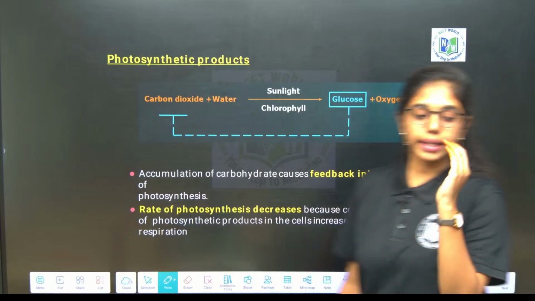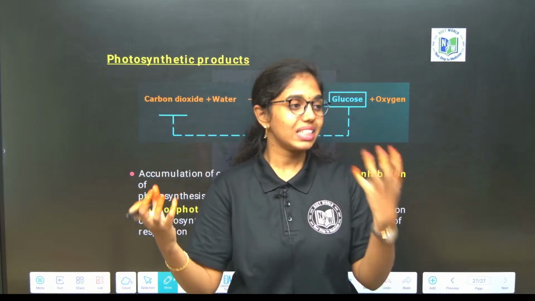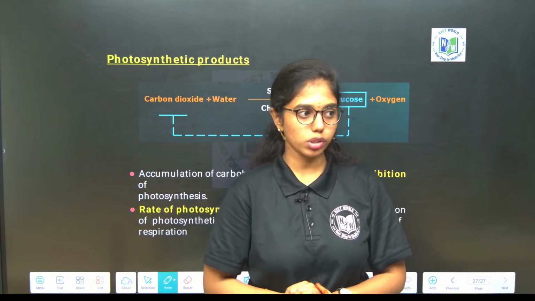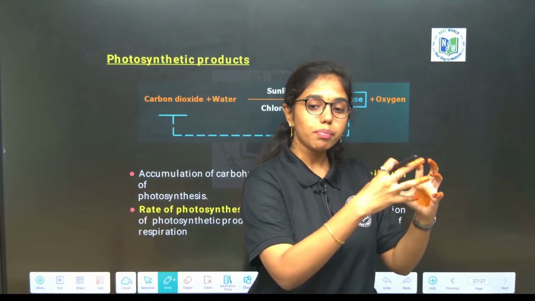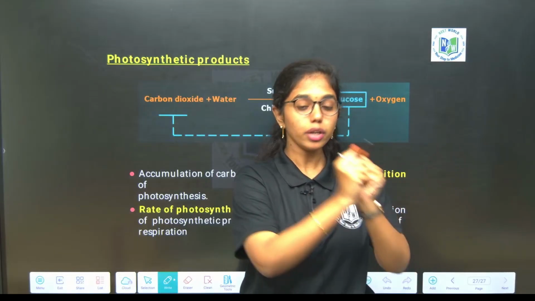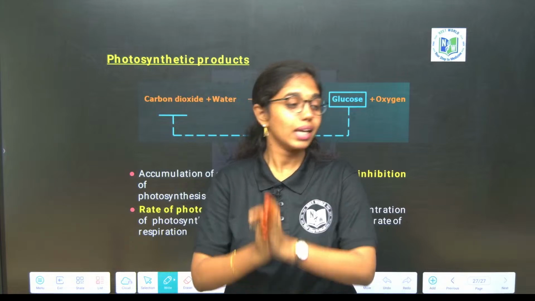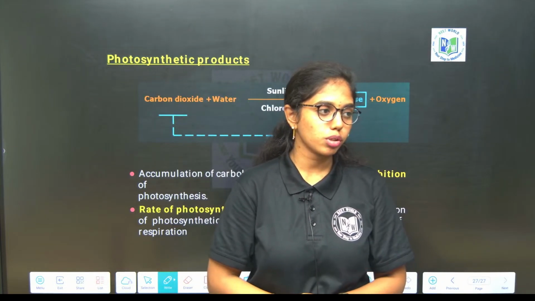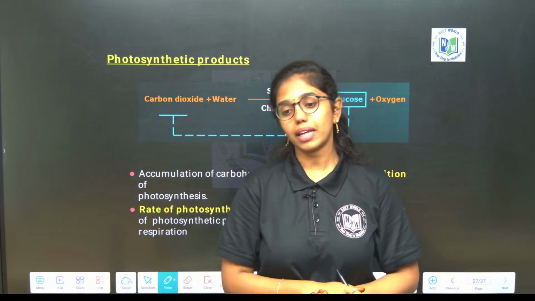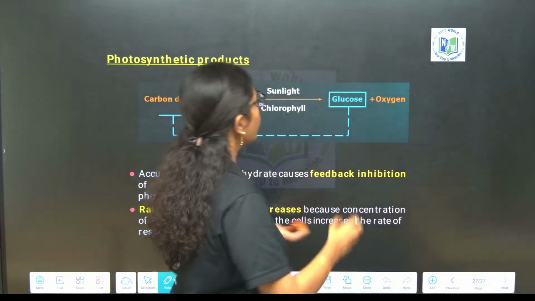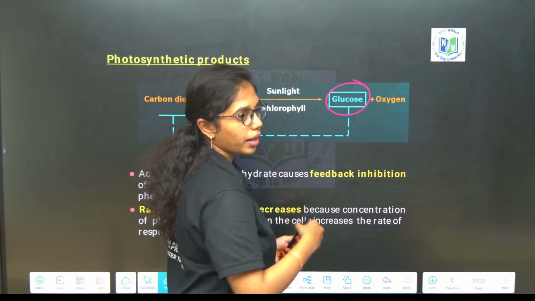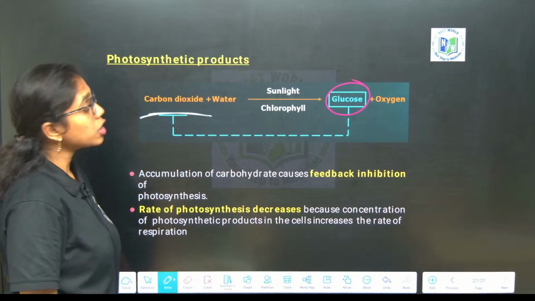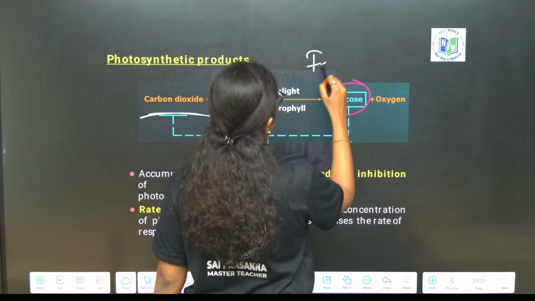Last, photosynthetic products. Remember, any biosynthetic process will start to generate the product. Same the case of photosynthesis. All the raw material simpler products will combine to form the complex glucose molecule inside the cell. If the glucose molecule is already present in the chloroplast stroma, what is the necessary to start the reaction? So, photosynthetic products which are already formed will inhibit the reactants to start the reaction. This is called as feedback inhibition.